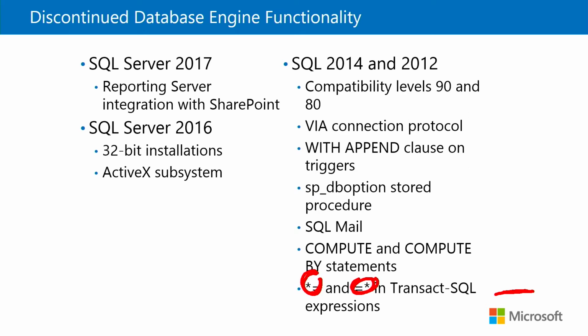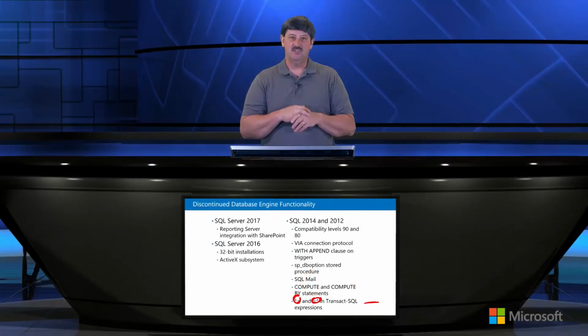COMPUTE and COMPUTE BY you can't use starting in SQL 2012. Instead, you would use ROLLUP with ROLLUP. SQL Mail has been replaced by Database Mail, so it now works a different way. No longer does it have a tight integration with Exchange servers and Outlook clients. Now it's just simply an SMTP client. The sp_dboption stored procedure is actually missing now, so instead you're going to set the properties of the database. The WITH APPEND clause is done on triggers.